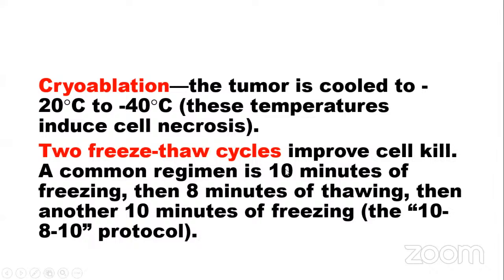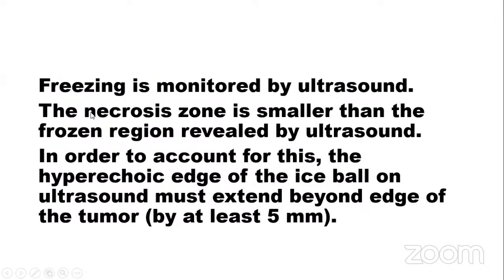A common regimen is 10 minutes of freezing, then 8 minutes of thawing, another 10 minutes of freezing; the 10, 8, 10 protocol. So it is the 10, 8, 10 protocol. It is known as the two freeze-thaw cycle. This improves cell kill, and cryoablation is done at minus 20 to minus 40 centigrade.